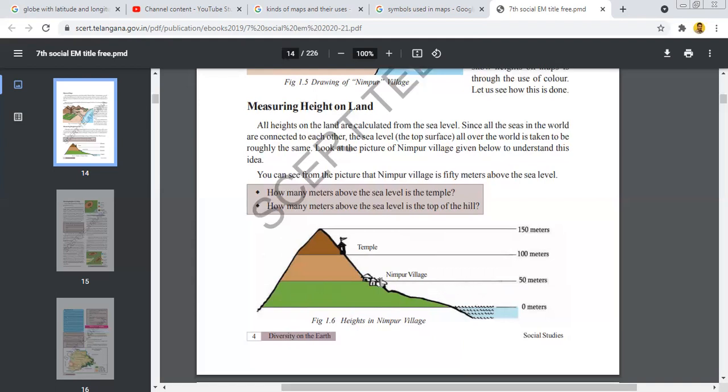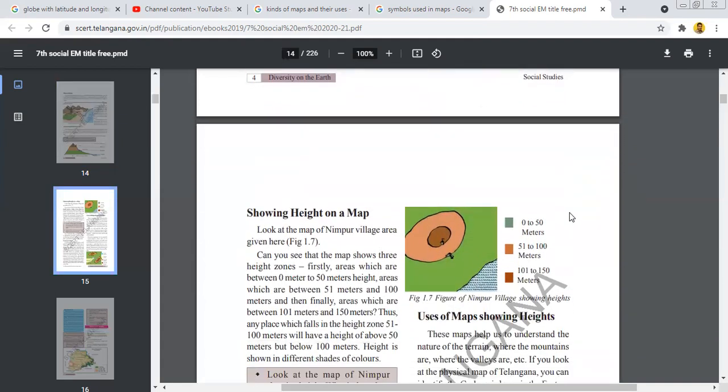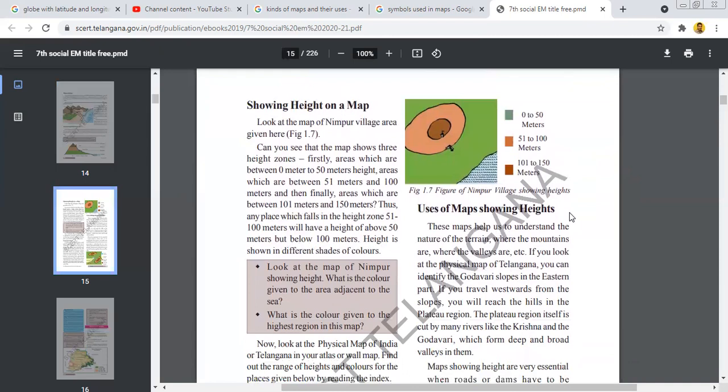First of all, you have to measure and draw the line. At 50 meters height, all the villages which lie on this line are at equal heights. Like that, to show the heights on the map, first of all you have to measure the height of the lands.